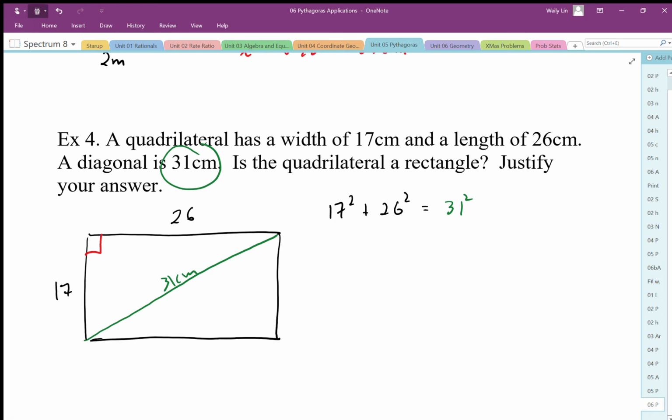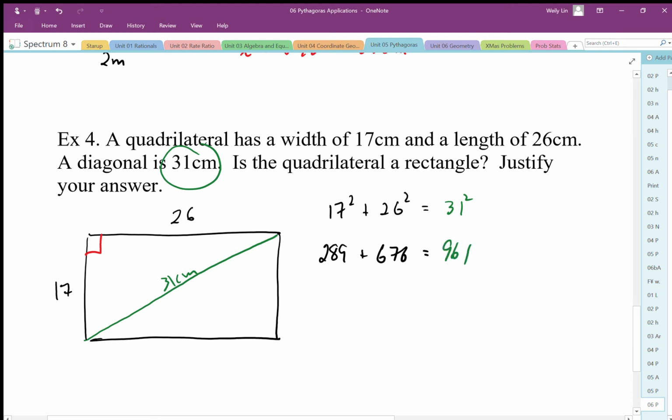So we're going to work out 17 squared. That's 289, plus, and we'll work out 26 squared. I need a calculator for that. So 26 squared is 676, and 31 squared works out to be, oh sorry, 961.